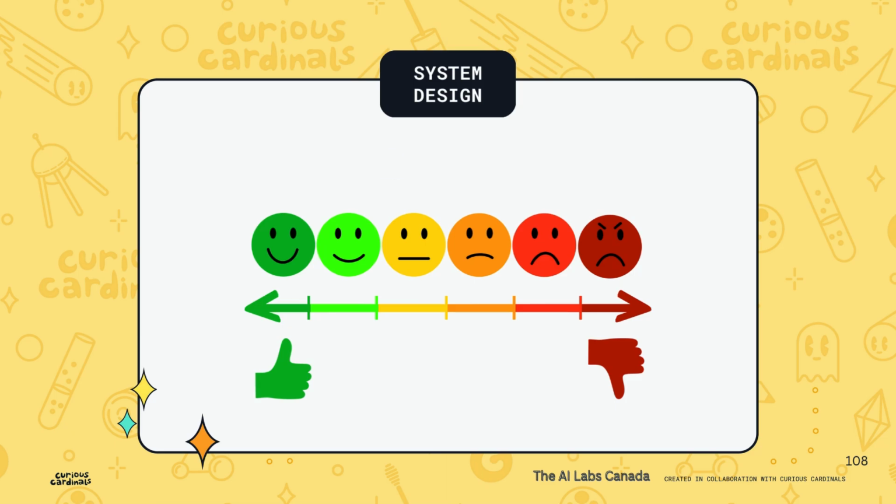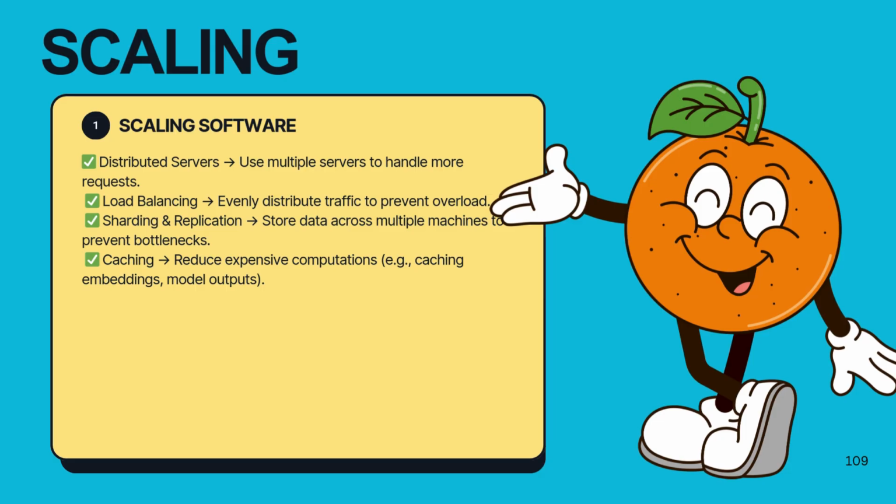Let's talk about monitoring and scaling. Scaling is very important because at the scale of search, we will need infrastructure that supports that many users. We are getting 400,000 requests per second, so we need distributed servers. So use multiple servers to handle more requests. Load balancing has to be done. Sharding, we can talk about, and replication strategies, caching.